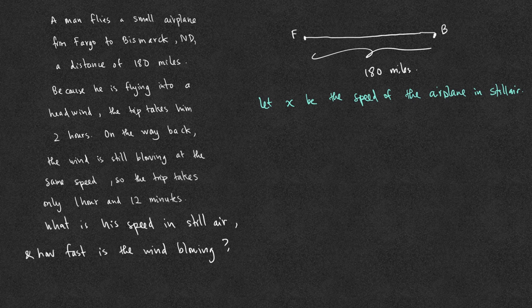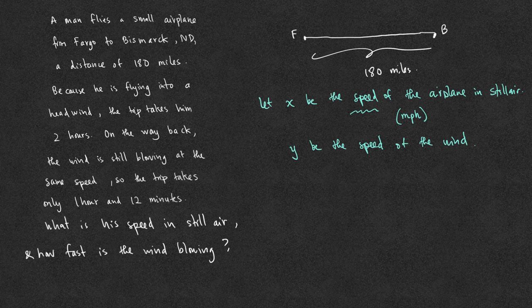This needs to be specific. x is not the airplane. x is not still air, but x is the speed. It is better also to include the units. The speed is miles per hour, so the answer will be a number miles per hour. We then let y be the speed, how fast the wind is blowing. y is the speed that the wind is blowing.